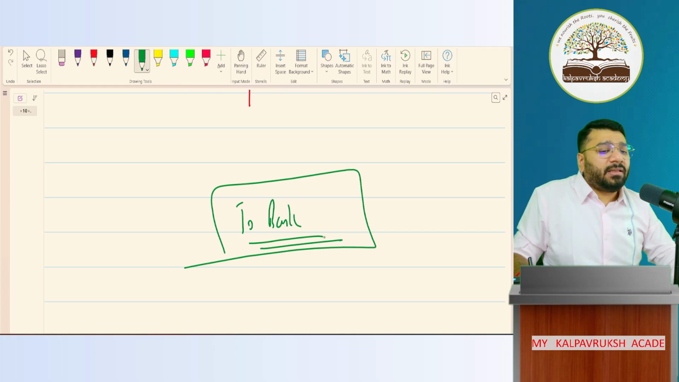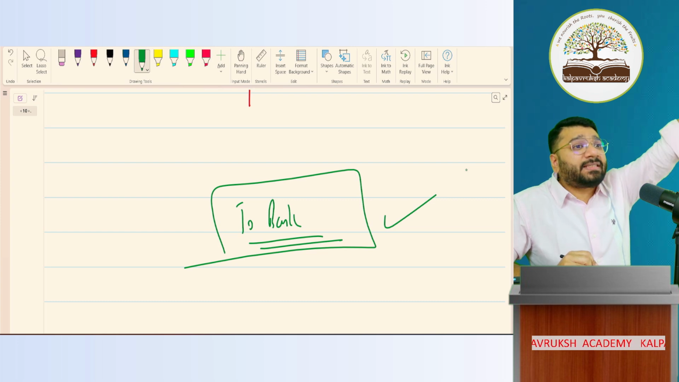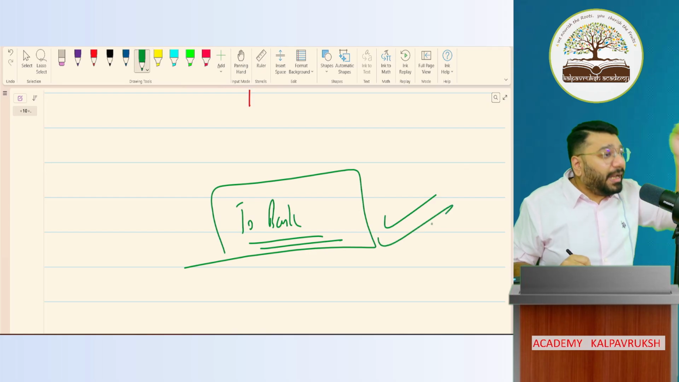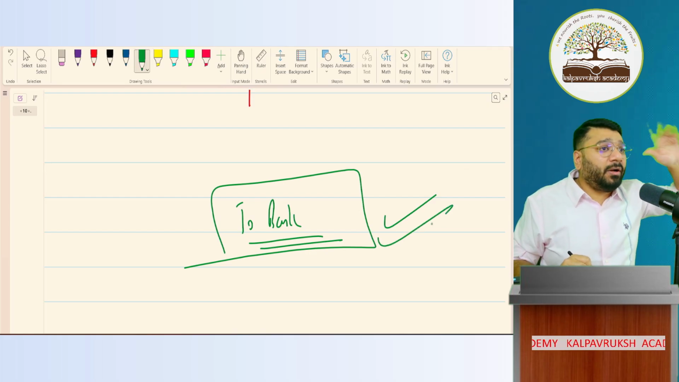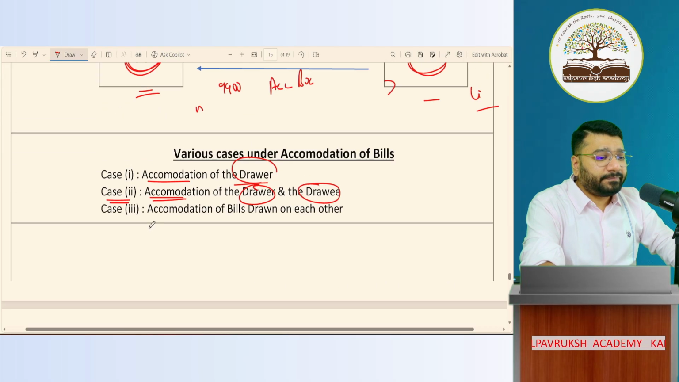Why? I will discuss this in the BRS topic. When a check is deposited, bank is debited. Why? I will discuss it in the BRS topic. When a check is issued, we credit bank. Why? That discussion is also in the BRS topic, not here. Am I loud and clear? Now, let's not deviate. Let's come back to the bills of exchange topic.